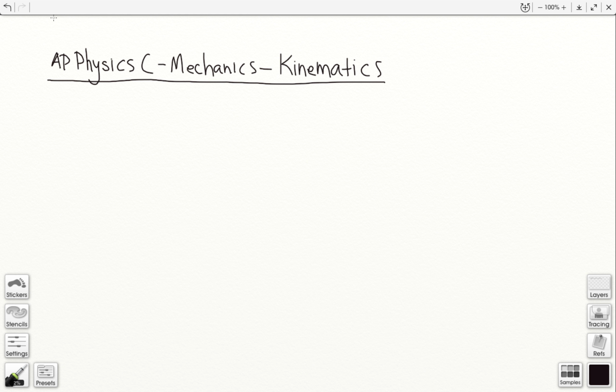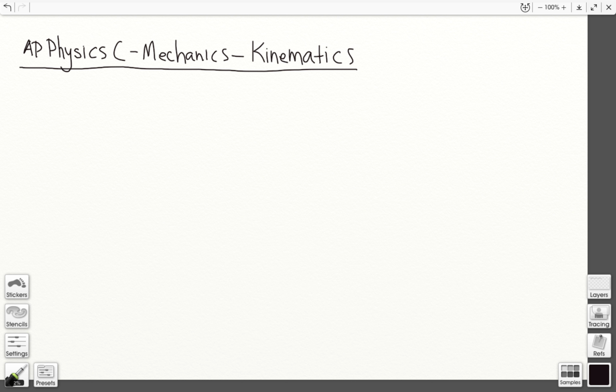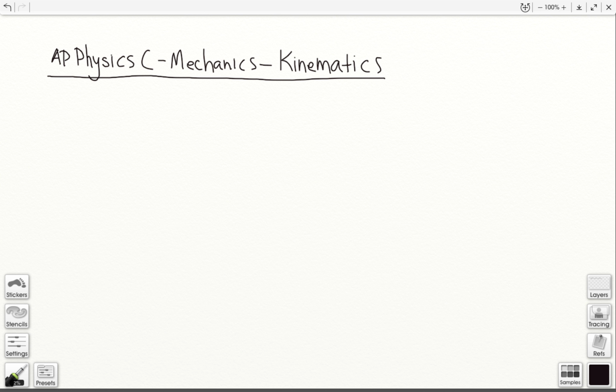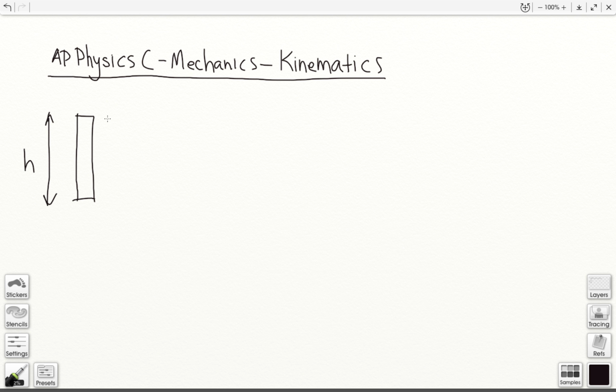In this video, we're going to go over an AP Physics C kinematics type of problem. So in this problem, I'm going to have a building that is of height h. And from this building, I'm going to have a ball. I'm going to call this ball 1, that is dropped from rest from the top of this building.